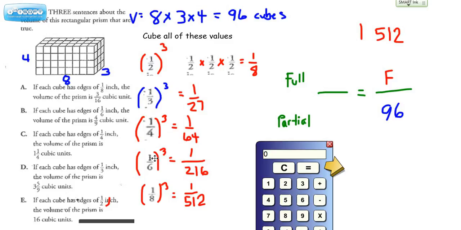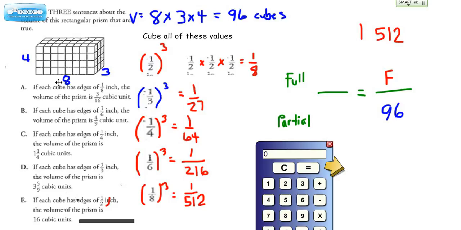All right, so I put these in order. We have 1/2 cubed would be a half times a half times a half, or 1/8. If we cube a third, that's 1/3 times 1/3 times 1/3. We get 1/27. A fourth cubed is 1/64, and so on. We're going to take these and think of them as ratios and plug them into our proportion.